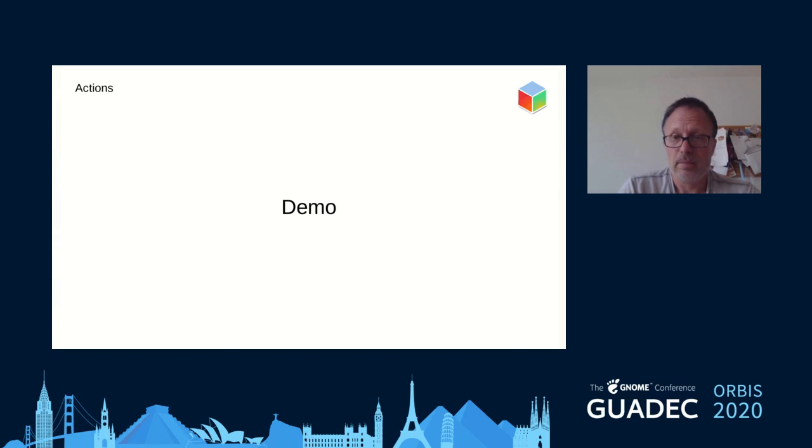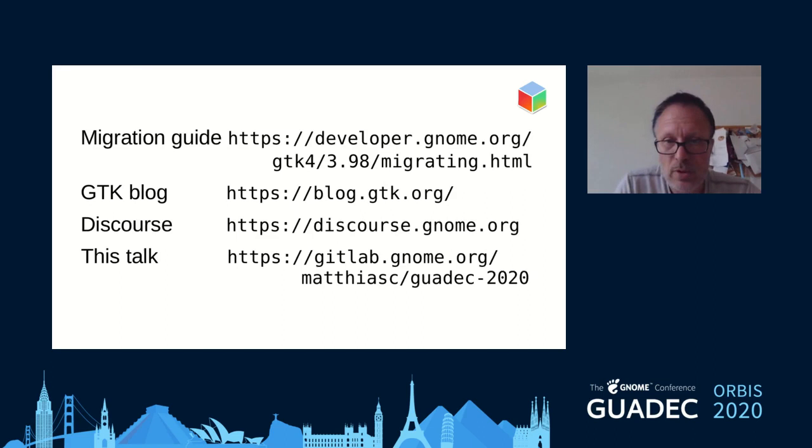Let me skip to my fallback. Oops, sorry. That's where I wanted to stop. So this is basically the material I had prepared for giving you some hints of how porting from GTK 3 to GTK 4 will look in practice. There's obviously a reading list here with further information if you want to actually try this out in practice. There's a migration guide that is part of our API documentation. And we'll try to flesh that out and make it more useful, in particular now in the run-up to GTK 4.0.